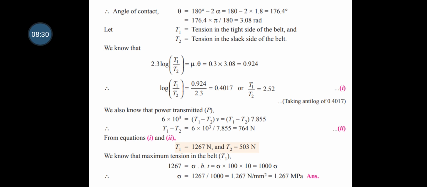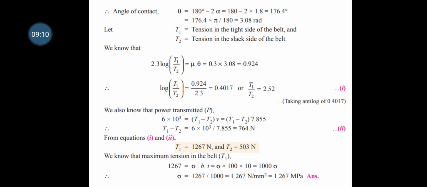Let T1 be the tension in the tight side of the belt and T2 the tension in the slack side. We know that 2.3 log T1 divided by T2 is equal to mu theta. Log of T1 by T2 is equal to mu into theta, that is 0.924 divided by 2.3. Taking the anti-log of 0.4017, T1 divided by T2 is equal to 2.52.